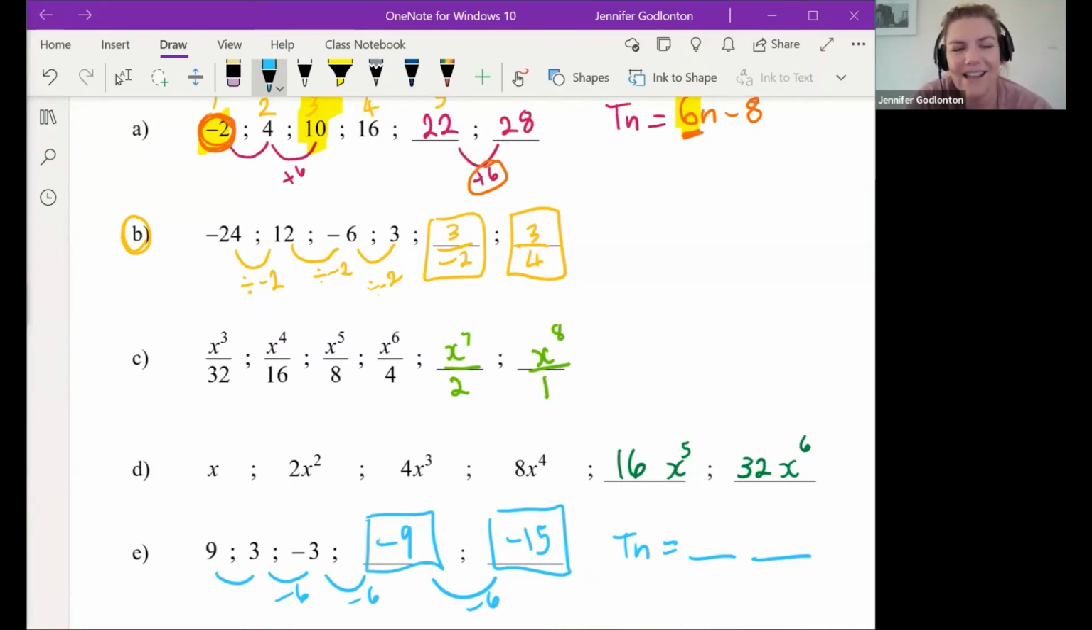Okay, Tiana, I see that hand. Well done. We are learning. Okay, give me what my formula is going to be. Formula is going to be -6n plus 15.